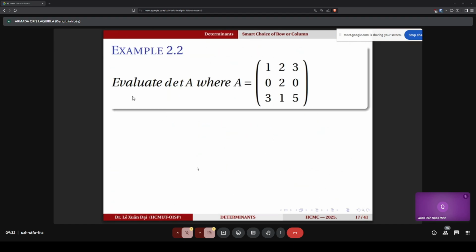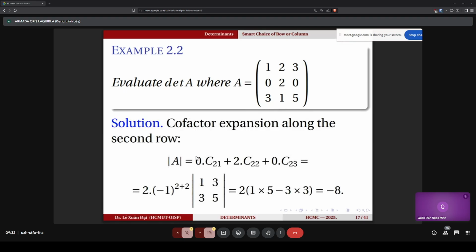So we have this example, class, and this is very easy to do if you pick R2 here, row 2, correct? Because row 2 contains 2 zeros and only one number 2. So we have here 0 times your C21. The location here is row 2, column 1. That's why it's C21 here. 2 times C22, row 2, column 2 location, and then 0 times C23. So the other two are zeros, so we can only compute 2 times C22, and it's easier to do.